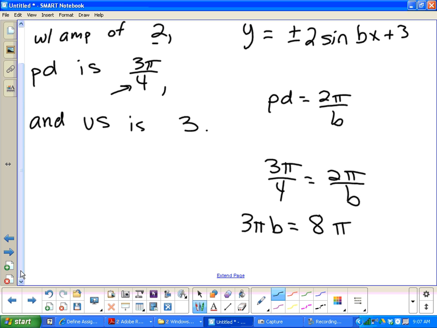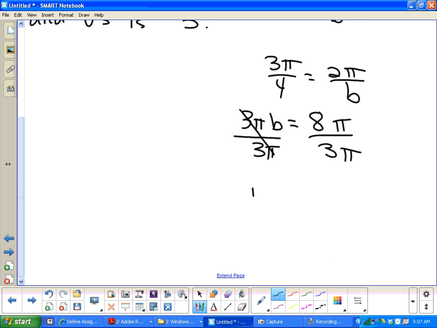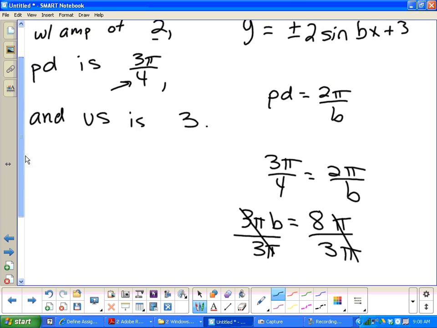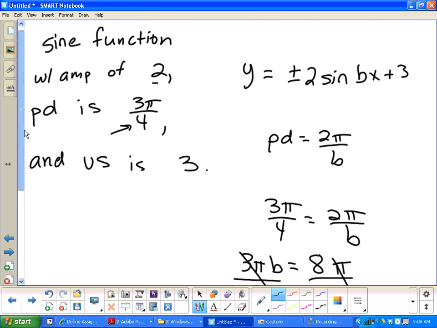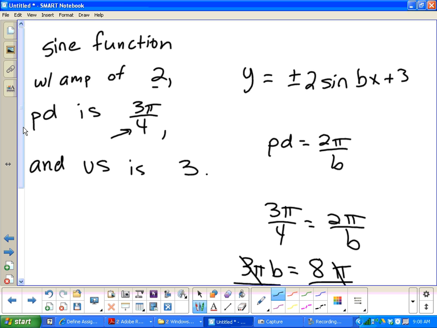Now what? Divide by 3 pi. The pi's will cancel, so b is just going to be 8/3. Now what do I need to do to my answer up there? Put in 8/3 for b. So now my answer: plus or minus 2 times the sine of 8/3 x, plus 3.